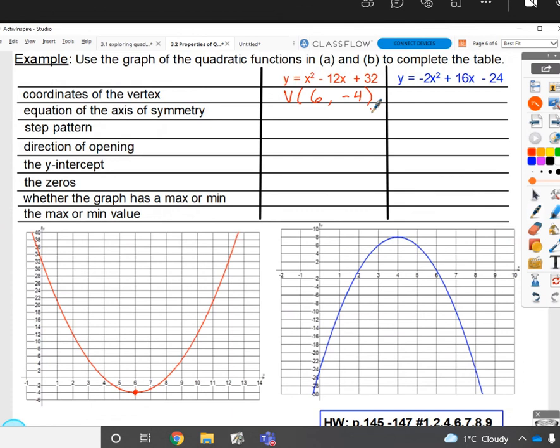Now the equation of the axis of symmetry. Now some of you might already be noticing some of these patterns. Some of us might not even be looking at the graph at this point. Hey, if you want to look at the graph, absolutely. We know exactly where that is. What's the equation of this axis of symmetry, folks?